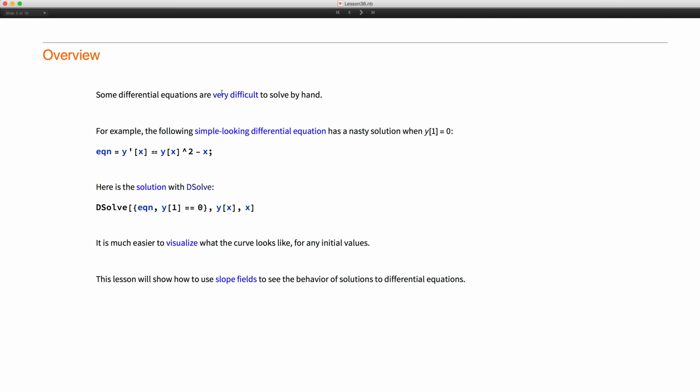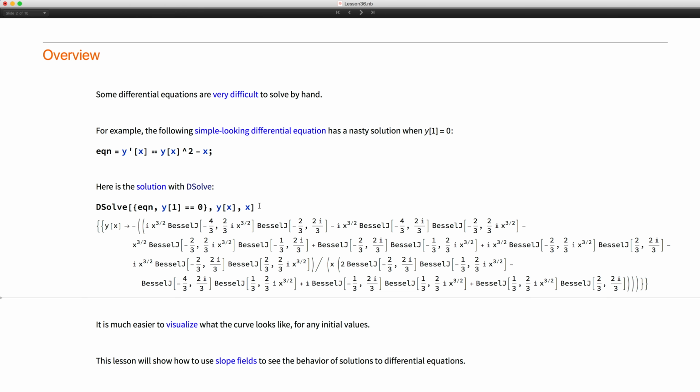So the fact is that some differential equations are very difficult to solve by hand. For example, here's a differential equation that looks quite simple: y prime of x equal to y of x the whole square minus x, and you want to solve it with the condition that when x is 1, then y is 0. Now, the function DSolve can certainly solve this equation, but the solution is huge and involves these so-called Bessel functions, which occur in the oscillations of membranes and elsewhere.